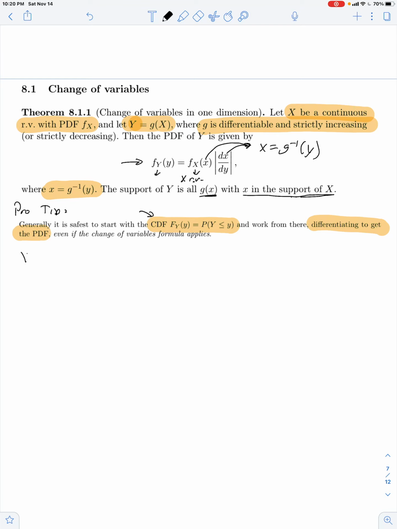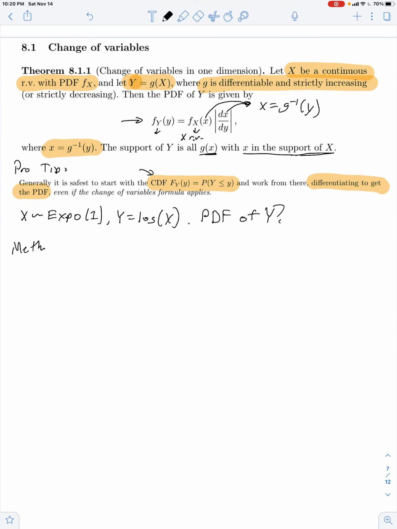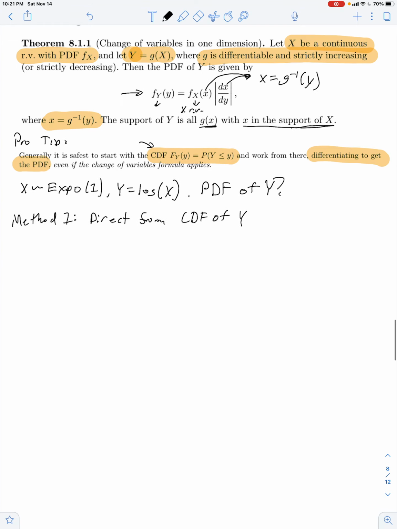So the first problem that I want to do is let X be Expo(1), and Y is equal to log of X. I want to get the PDF of Y. So method 1 is direct from the CDF. I could use the change of variables formula here, but I think that the most elegant way to solve this problem is just by directly applying the things that we've been learning from the first week of class.